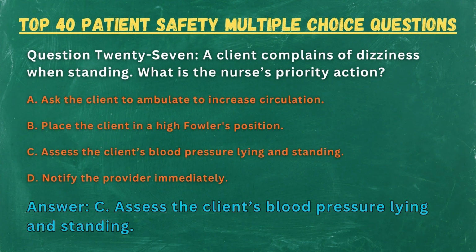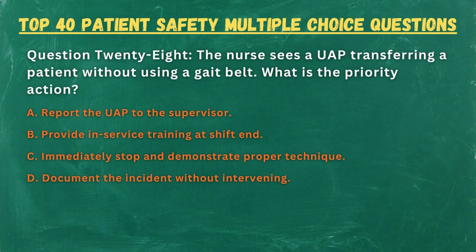Answer: C. Assess the client's blood pressure lying and standing. Question 28. The nurse sees a UAP transferring a patient without using a gait belt. What is the priority action? A. Report the UAP to the supervisor. B. Provide in-service training at shift end. C. Immediately stop and demonstrate proper technique. D. Document the incident without intervening.